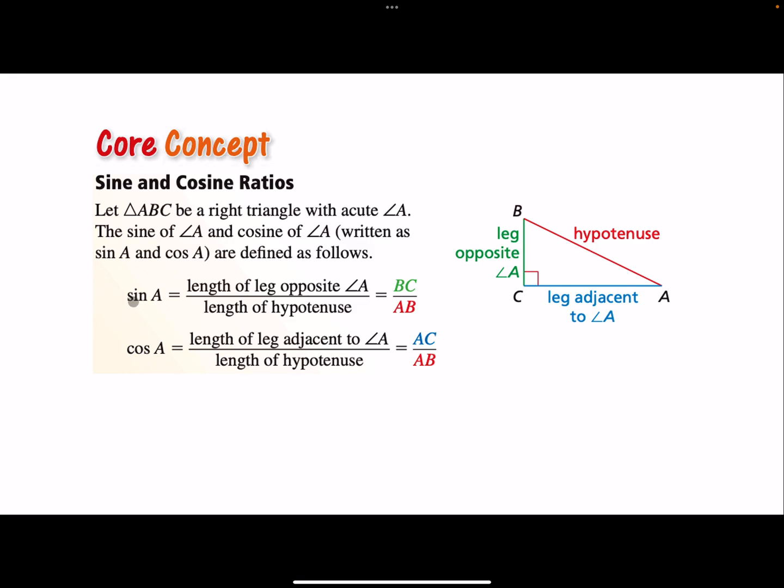Sine is equal to opposite over hypotenuse. So that's how we find the sine of angle A. What about the cosine of angle A?